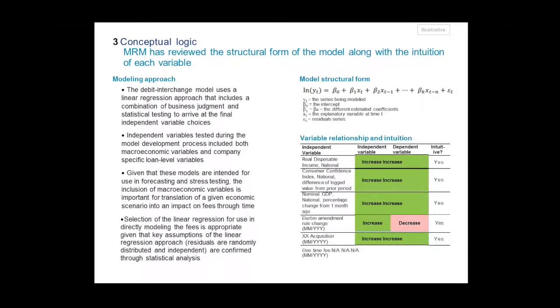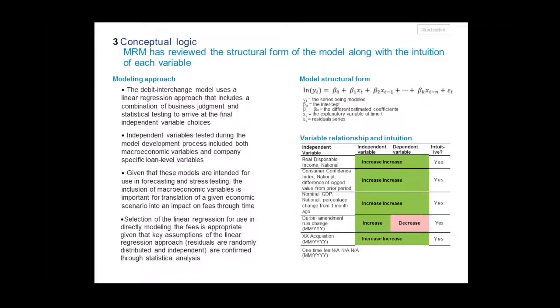Conceptual logic. We have to analyze this logic, reviewing the structural form of the model along with the intuitiveness of each variable. This is talking about the modeling approach, in the relationship that we created, with the independent variable and the dependent variable, and beta as the different estimated coefficients. You can see this is a residual series, and there are some variables that show an increase in this relationship. Are they in the same direction or not? This increase, decrease, are they making sense?